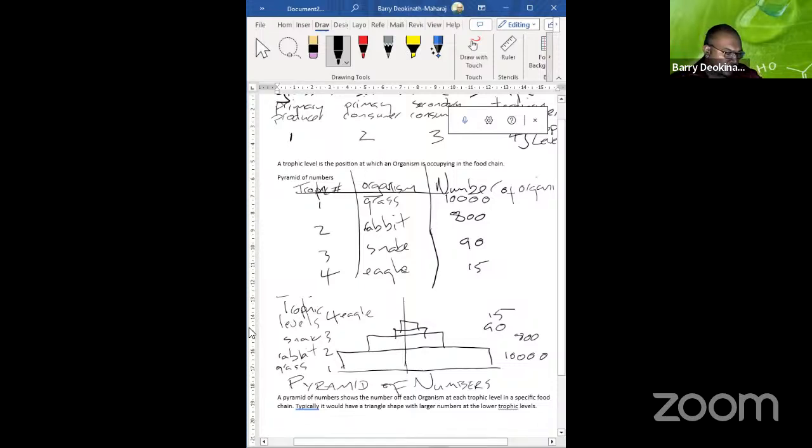And this is an actual diagram that you would see in your test, and even probably up to Form 5, you would see it if you're doing integrated science, biology, or HSB, right?